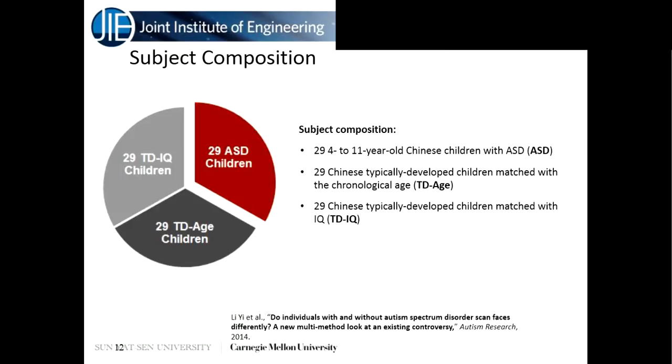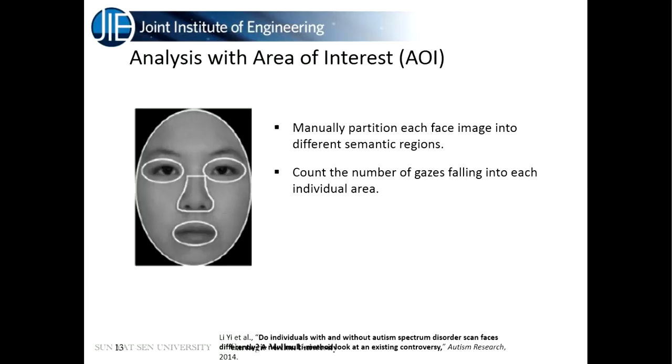For the subject composition, like in this figure, there are 29 ASD children, with ages from 4 to 11. There are also 29 Chinese typically developing children, matched by age. And there are another 29 children matched by IQ. Therefore, we want to identify those people falling in the ASD group against the other two control groups.